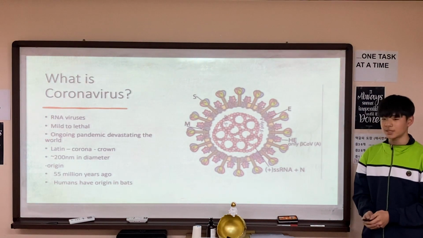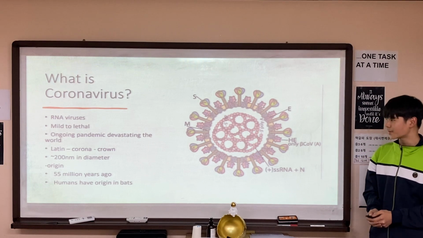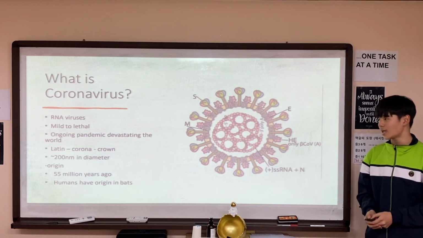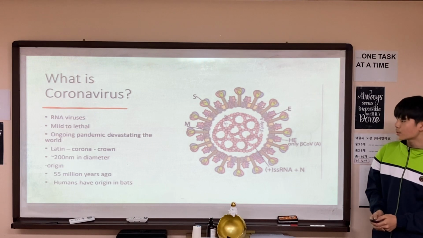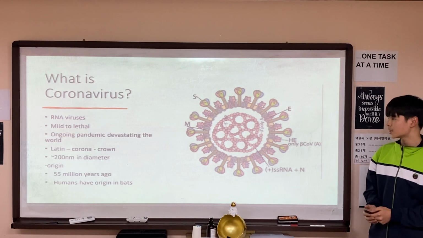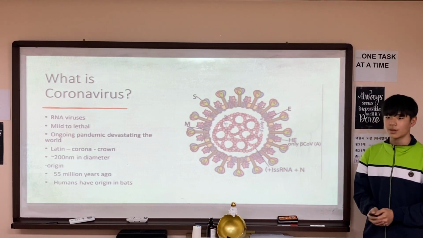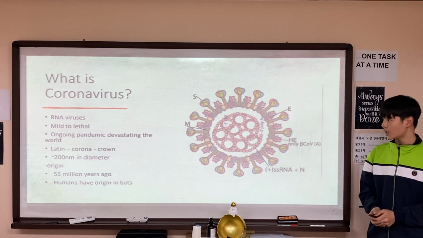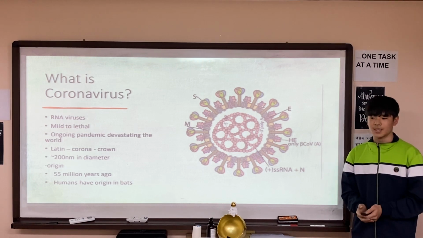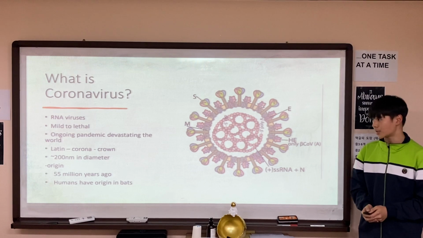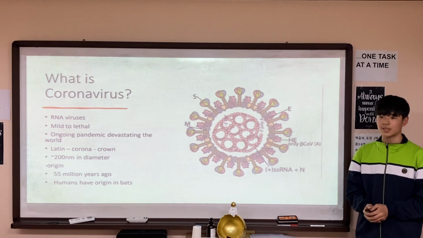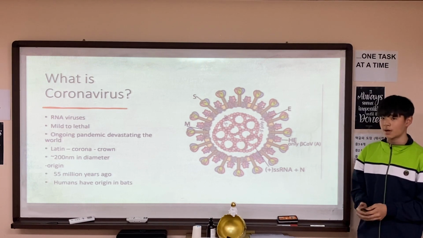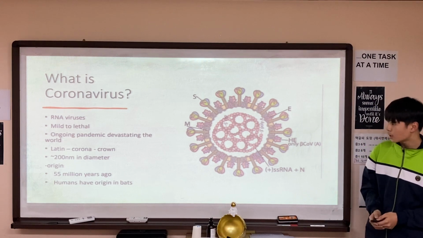So the coronavirus is a type of RNA viruses that can both affect humans and animals. So the symptom of RNA viruses ranges from mild to lethal. Mild being just a common cold, and lethal being COVID-19, MERS, or SARS. And the COVID-19 is the coronavirus that affected our society nowadays.